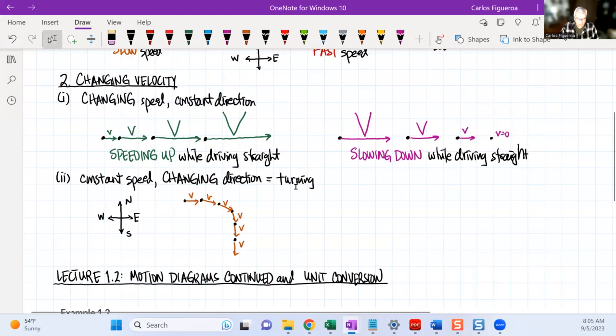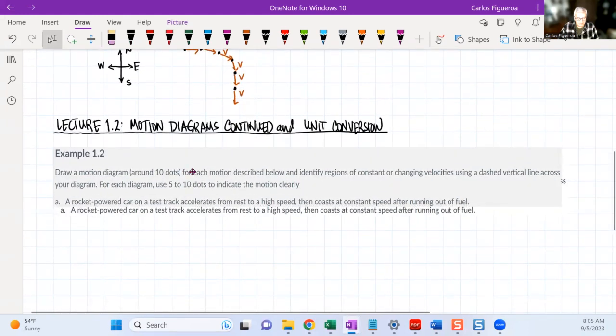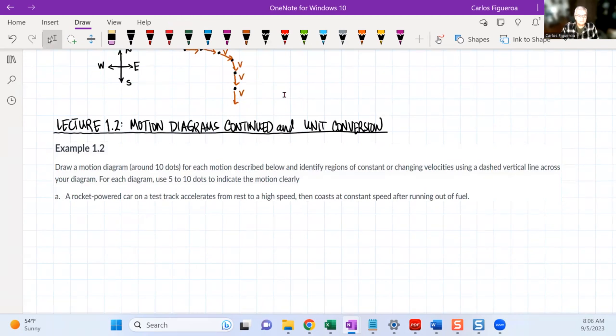So now we want to start the new lecture. This new lecture is going to be lecture 1.2, motion diagrams continued and unit conversions. When we look at unit conversions, I'll have to define a little bit more about speed because we need to mathematically calculate. Now, again, where am I getting all of these examples? Right out of that lecture and example page.